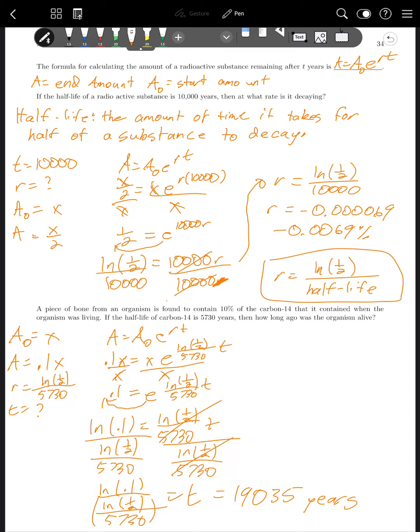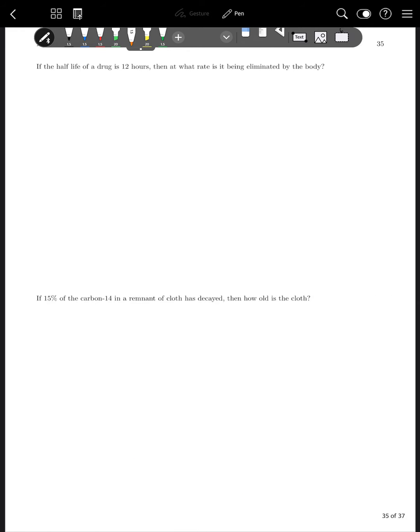Okay, and so that's the idea. So why don't you guys go and flip over to the next page, pause the video, and try these two problems.